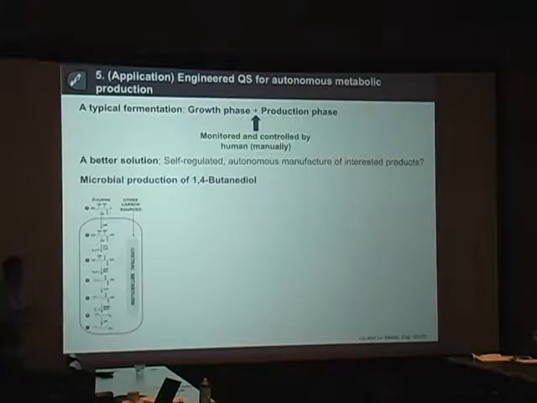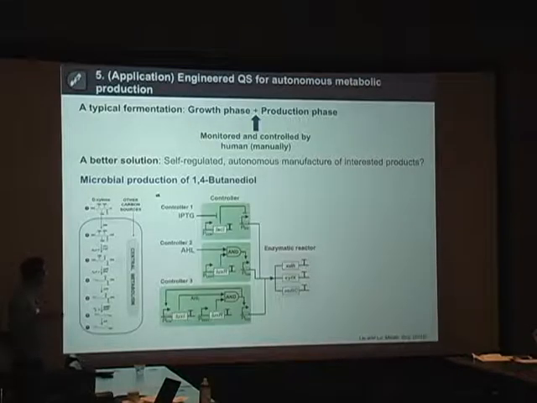To demonstrate that, we design a pathway for producing 1,4-butanediol, and this pathway is enabled by three enzyme genes, which are XDH, SYLX, and MDLC. In a traditional process, you just let the cells grow for a while, and then you introduce the chemical to induce the production of these genes. So here, controller 1 means you add a chemical, then they produce the enzyme. And same for this one as well.